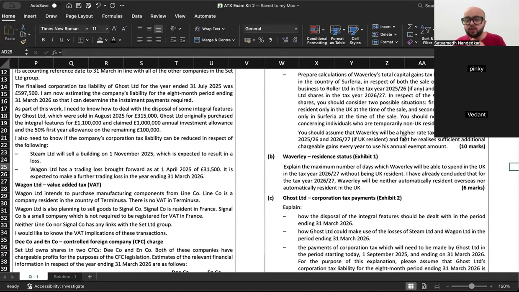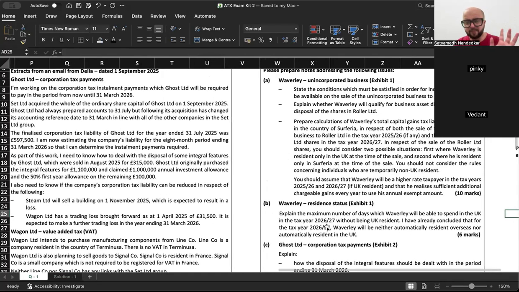Yes, it is written here, look, you should assume that Waverley will be a higher rate taxpayer in the years 25-26 and 26-27 if he is UK resident. So then naturally your answer should be governed by that. Okay. So keeping that in mind, you have to calculate the tax. It is 10 marks. If you observe it now, when you look at a question as long as this one, it is so easy to get overwhelmed: there is so much information in this, the question is 5 pages long. You will have all of these thoughts, but that is exactly where you need to control.